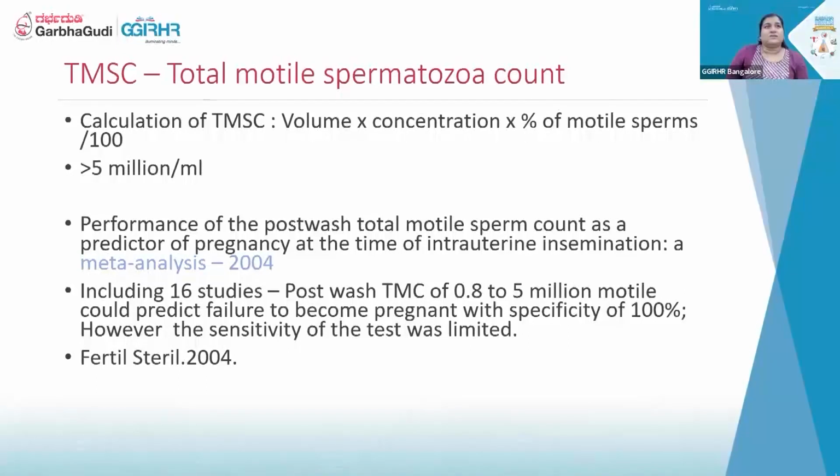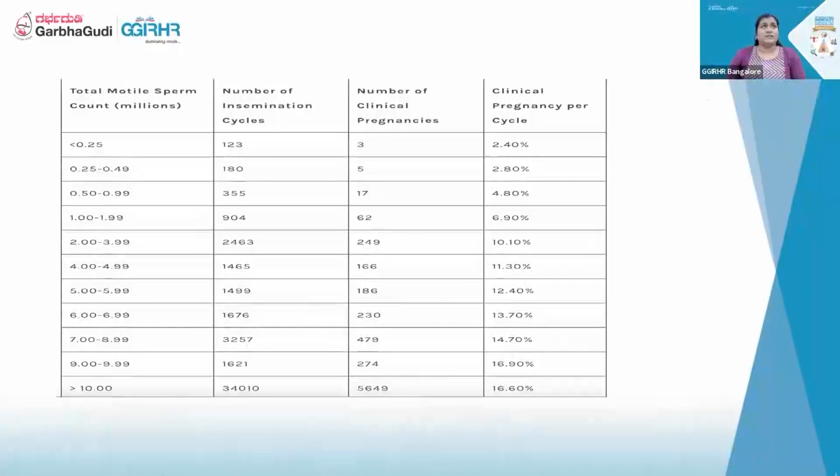This was done as a meta-analysis in 2004. It includes 16 studies where they studied post-wash total motile count of 0.8 to 5 million. Motility could predict the failure to become pregnant with specificity of 100%. However, the sensitivity of the test was limited. You can see here, if the total motile sperm count is very low, then the chances of pregnancy per cycle are also very, very low. If the total motile sperm count is more than 5, then definitely the chances of pregnancy are increased.